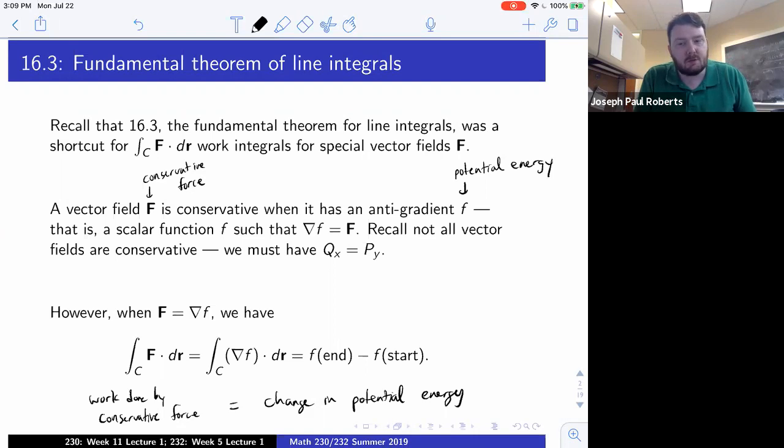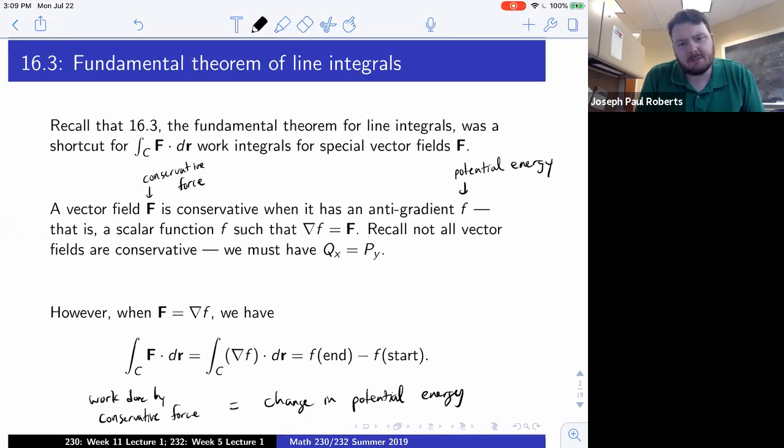Then most vector fields don't have anti-gradients. It's not an issue of not knowing the formula. It's even worse. It's not just that we don't know the formula for it or there isn't a formula. It just does not have a potential energy.